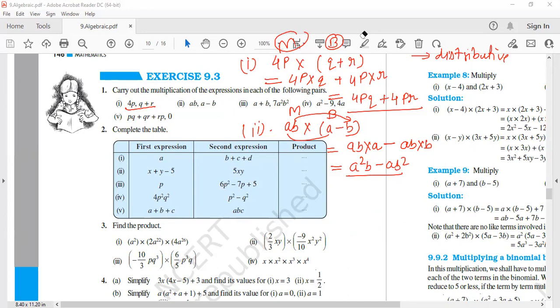This is the answer. Okay. Similarly, we will solve the third one. Just give me a minute. I will erase the extra part which is written. You have to write only these things. Okay. That definitely there is an equal sign.